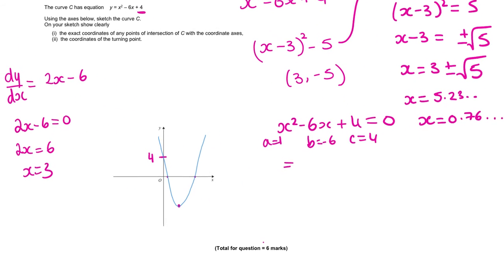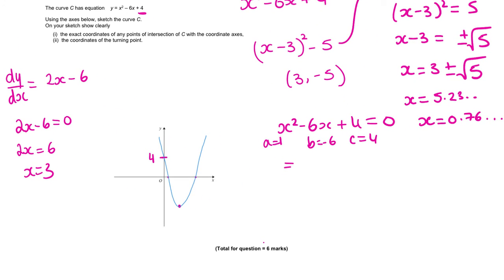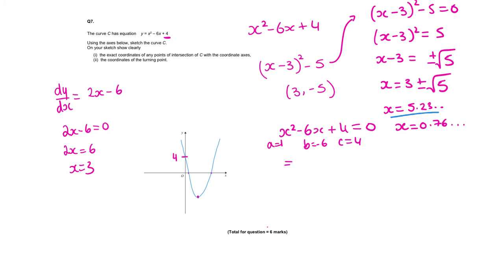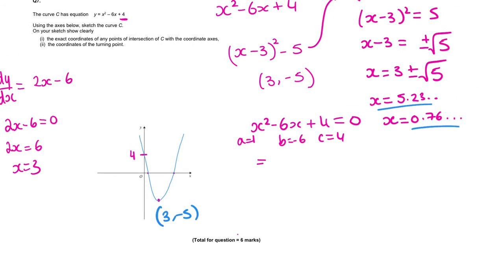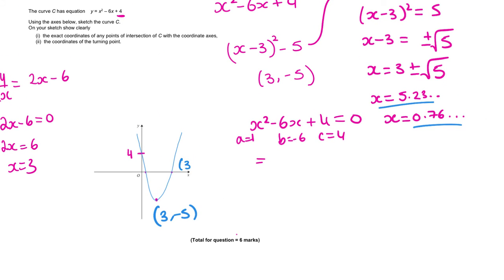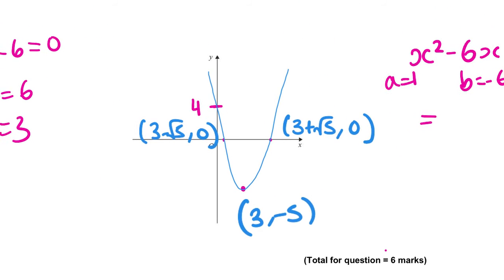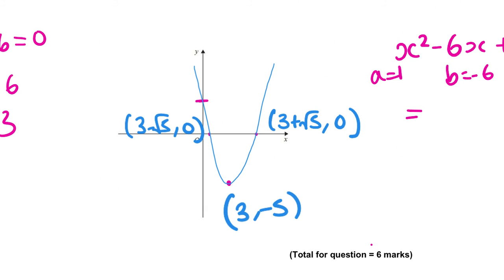Now what I suggest you do is, it does say the exact coordinates, so I know we've written them in decimal form. However, make sure that when you are labelling the graph, you are writing (3 plus root 5, 0), and this one is (3 minus root 5, 0). Even though we've put 4 here, it said coordinates, and just writing 4 is not a coordinate, writing (0, 4) is. So there we have it.